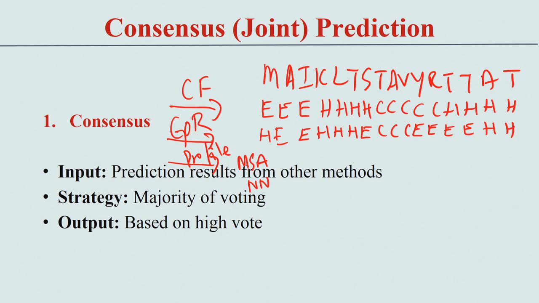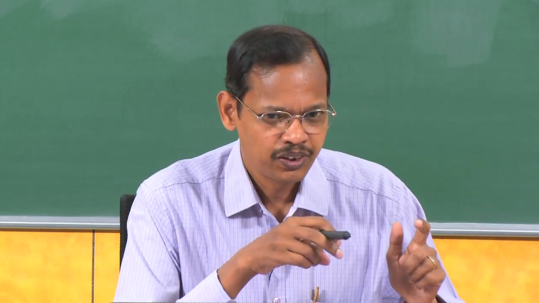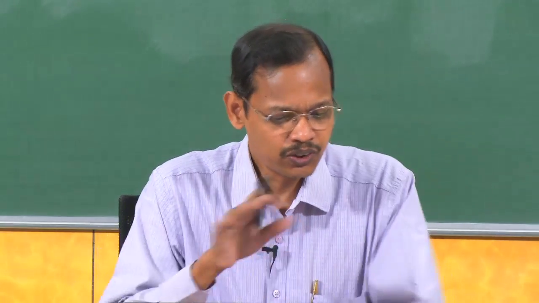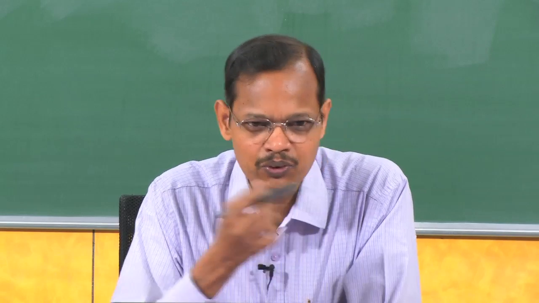Then compare these values. For example, in this region, if all methods predict helix, or by majority voting, if you have 11 methods and 8 methods predict a particular structure like helix or strand, then we can assign that residue as preferring to be in helix or strand. Now we can compare with the experimental data in the known database and see how far we can improve. If we do this consensus method or joint prediction, they found that this method could improve the performance compared with any individual method.